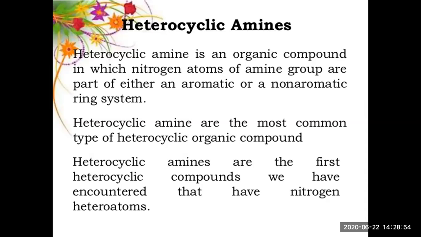Heterocyclic amines. A heterocyclic amine is an organic compound in which the nitrogen atoms of the amine group are part of either an aromatic or non-aromatic ring system. Heterocyclic amines are the most common type of heterocyclic organic compounds. Heterocyclic amines are the first heterocyclic compounds we have encountered that have nitrogen heteroatoms.